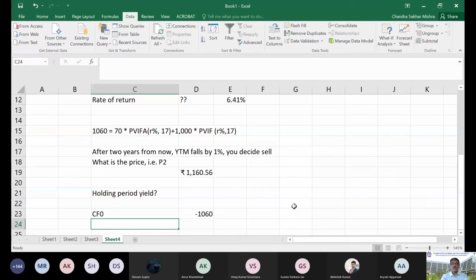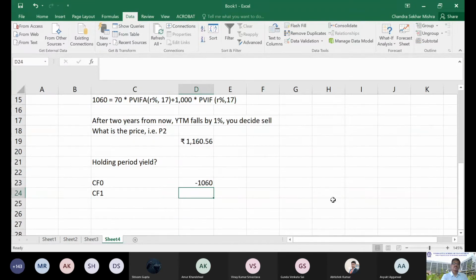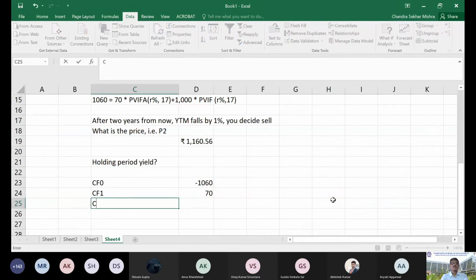What is my cash inflow? Cash flow 1, how much do I get? 70. What is my CF 2? How much do I get at the end of the second year? Tell me. Second year, how much do I get? 70?